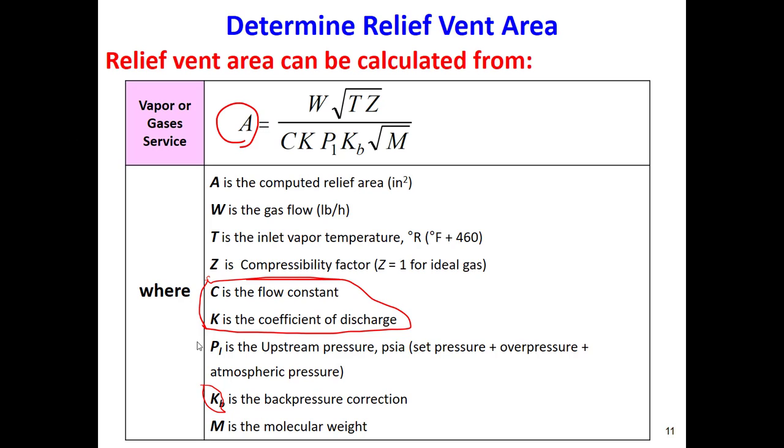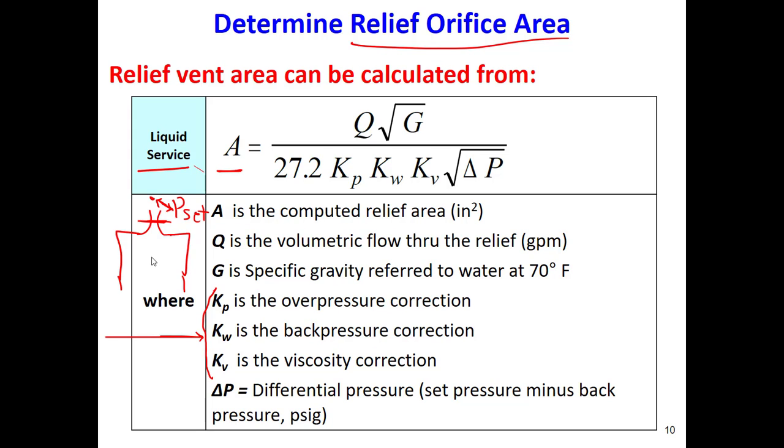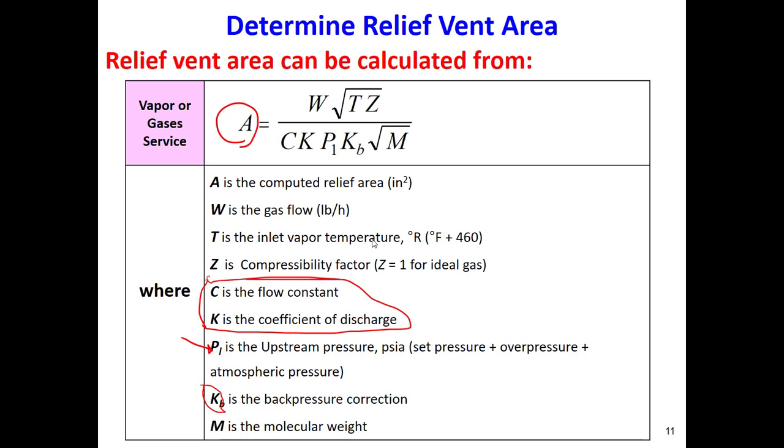M is molecular weight. P is also the upstream pressure, the pressure before the valve. I mean, if the valve is connected to a vessel, the pressure of this vessel. It can be set pressure plus overpressure and atmospheric pressure as well.